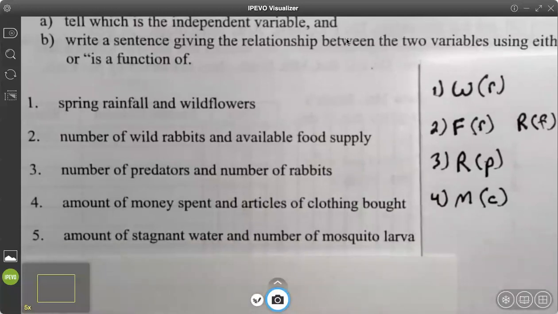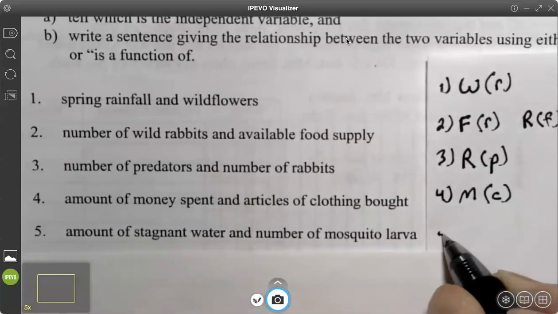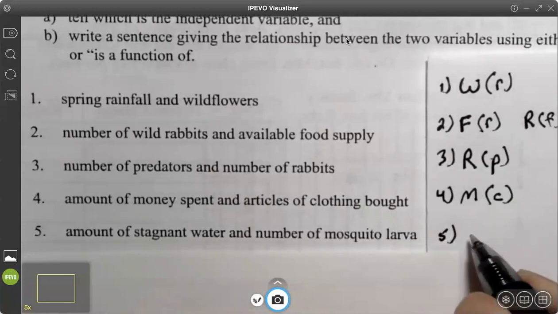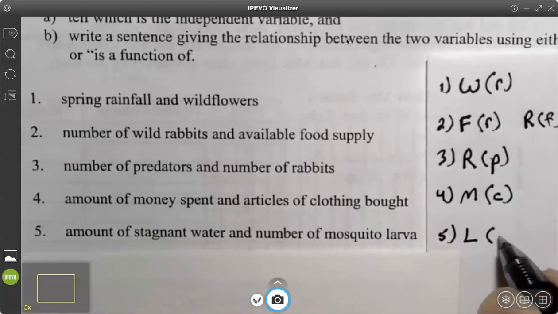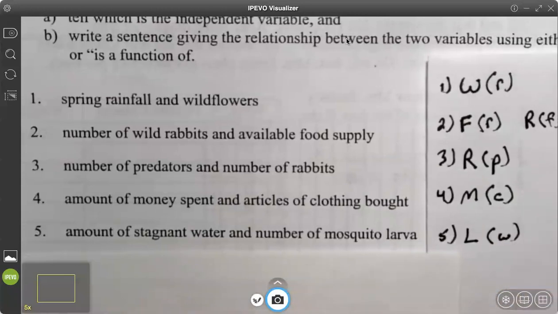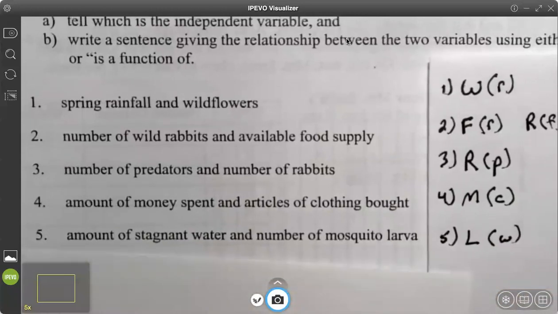Number 5. Amount of stagnant water and number of mosquito larvae. How much mosquito larvae there is depends on how much stagnant water there is. If there's no stagnant water, mosquitoes are not going to multiply. If you live around a swamp, there's going to be all kinds of mosquitoes multiplying in that stagnant water.